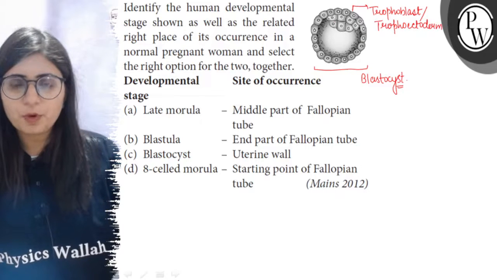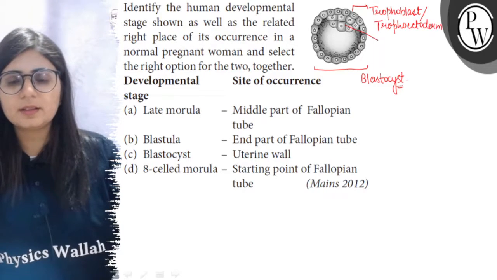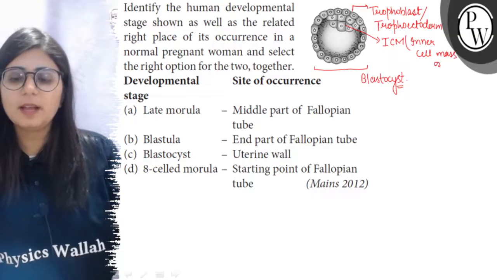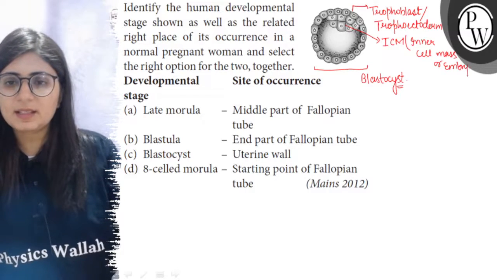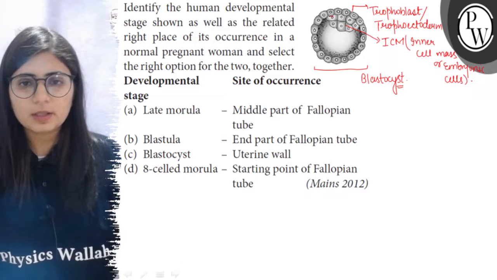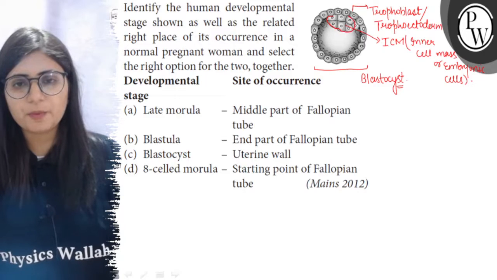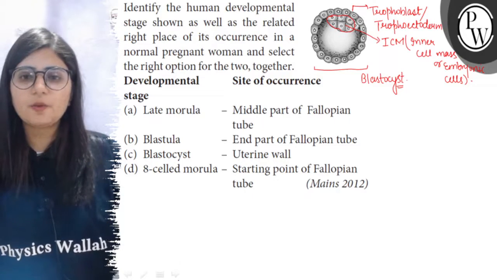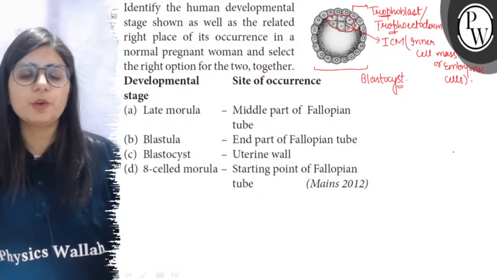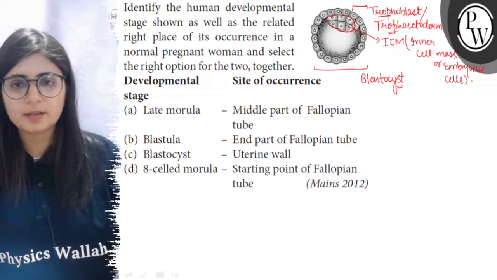While there is a group of cells at one corner, and this group of cells is known as ICM, or we can say inner cell mass, or the embryonic cells, as these give rise to the embryo proper. Embryo proper means all the organs and tissues are formed by this group of cells, while the trophoblast helps in formation of the placenta and also helps in formation of extra embryonic layers.